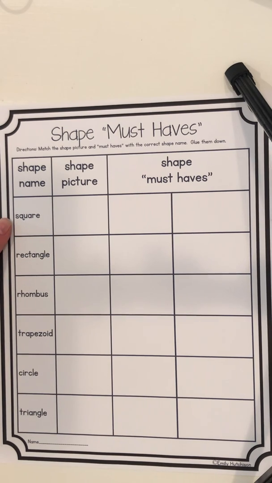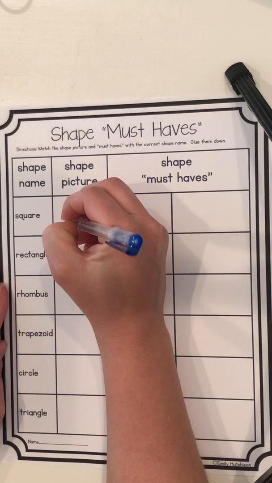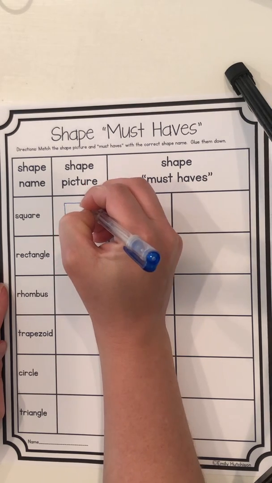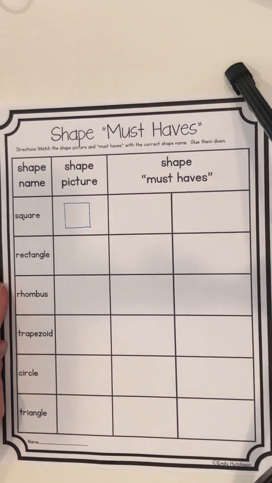So our first 2D shape is a square. I'm going to go ahead and draw my picture. Now, as you're drawing your pictures, I want you to just be really careful and take your time. They may be simple to draw, but you want to make sure that your picture shows a really good illustration of that shape. So I'm going to go ahead and draw my square. And then I'm going to talk about what that shape must have.